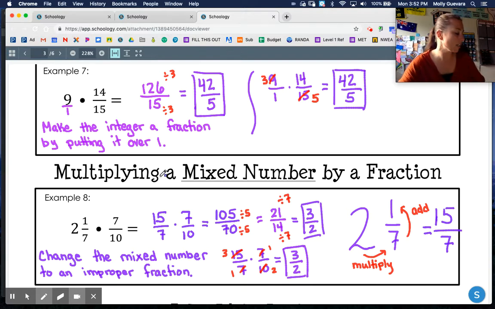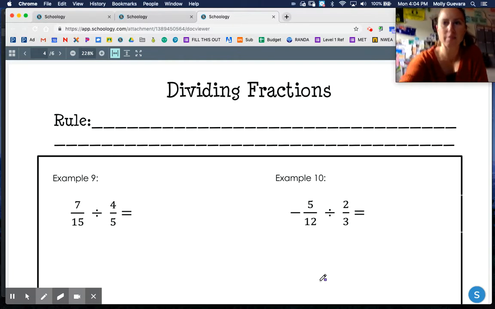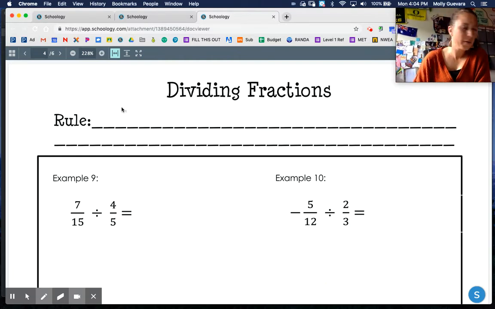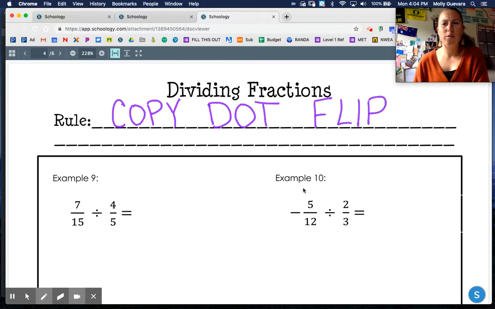So the last thing that we are going to look at is dividing fractions, and then we'll be done. Okay, so our last little bit of the foldable is dividing fractions. Hopefully we'll remember the rule for dividing, which is copy, dot, flip. I'm going to write it nice and big. Sometimes you've heard it as keep change flip, or copy dot change, or any sort of thing like that. It's all the same thing, so however you learned it is fine.